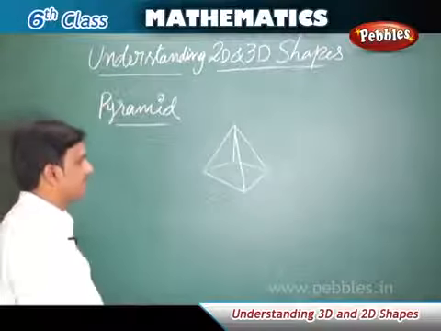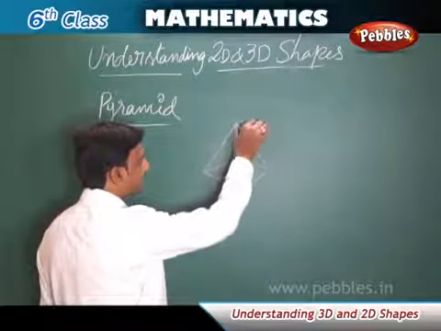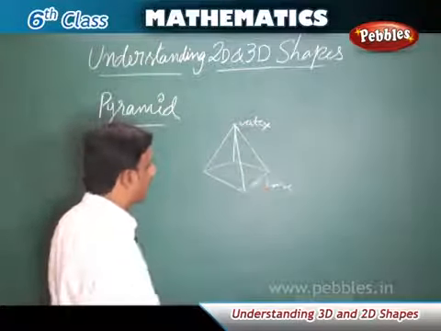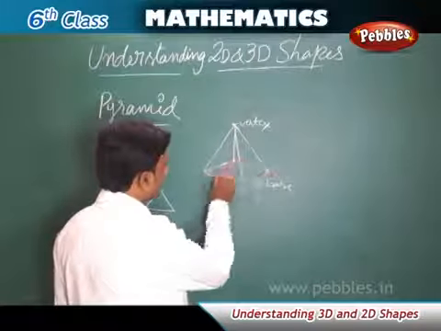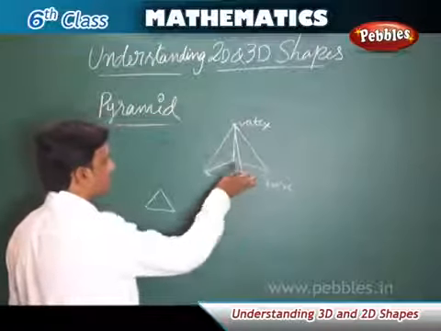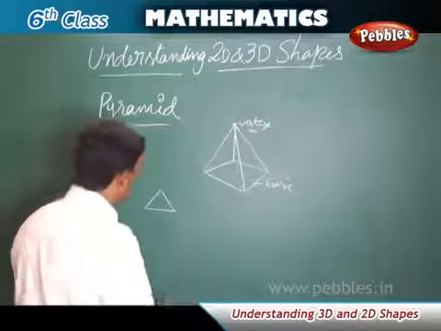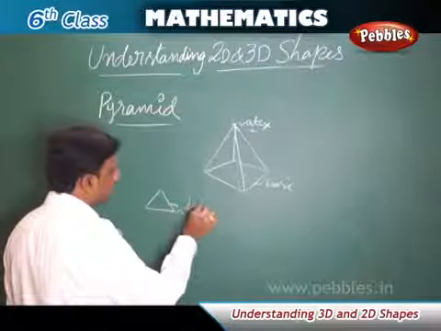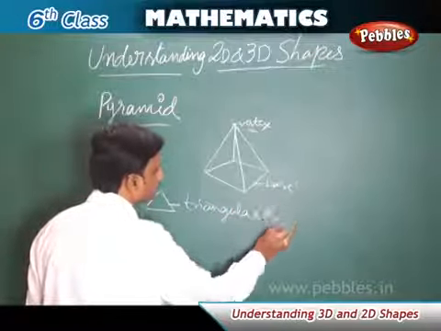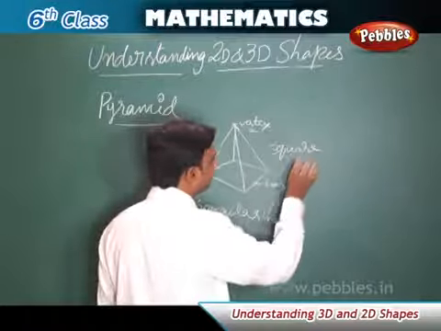Pyramid. A pyramid is a solid shape with a base and a vertex. This is the vertex and this is the base. This pyramid has got a square base and other faces are triangular. So all these triangular faces meet at a common point, that is the vertex. For a triangular pyramid, even the base will be triangular in shape. And this kind of pyramid is called a square pyramid.